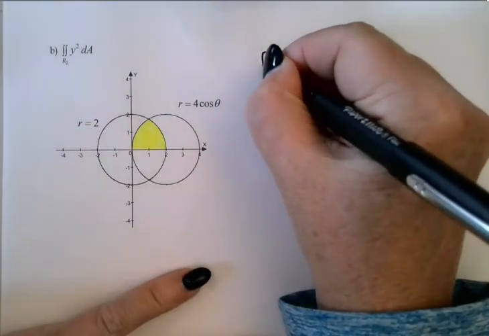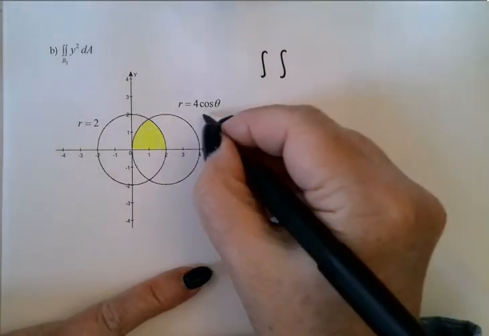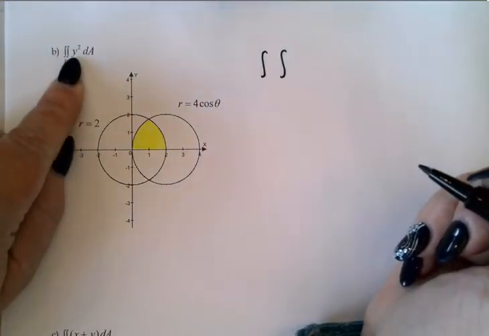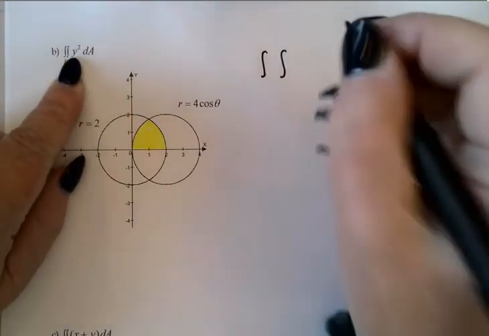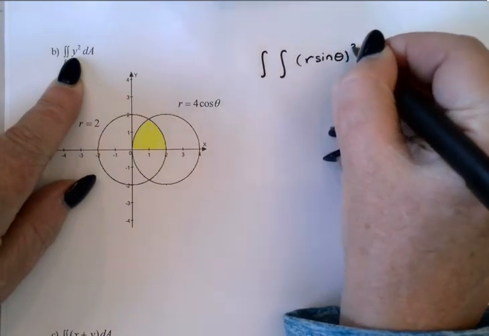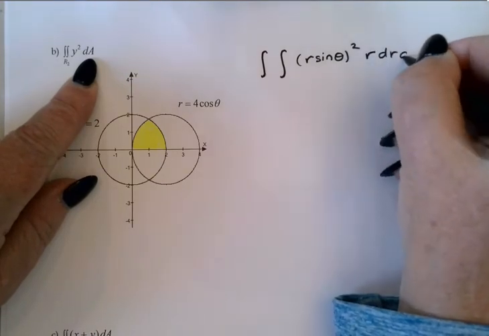So, I go to set up my integral. And once again, I'm going to say, since I've got an equation that's already in polar coordinates, let's change this to polar as well. That would be r sine theta squared. And the dA is r dr d theta.